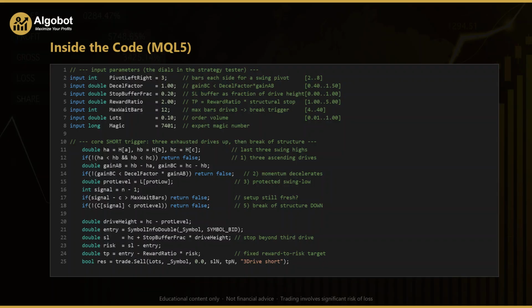Once confirmed, it computes the drive height, takes the current bid as the entry, places the stop just above the third drive high, measures the risk, and sets the take profit at the reward ratio times that risk below entry. Finally, it sends a sell order. The long side is the exact mirror of everything you see here.